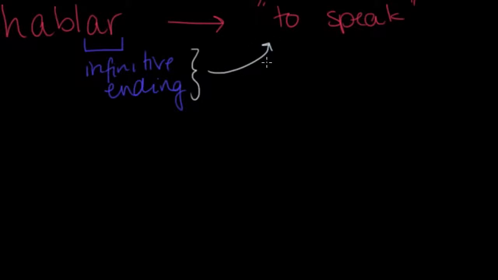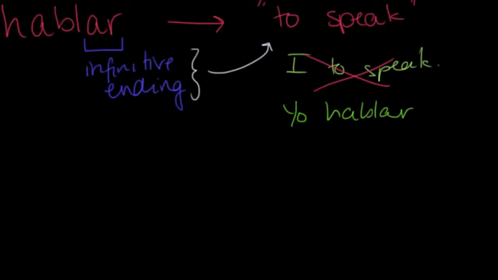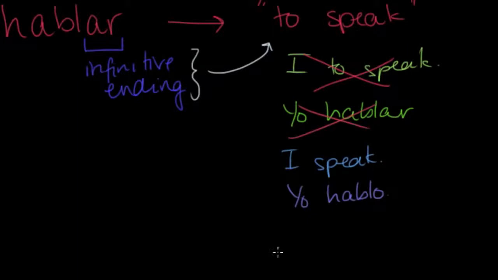So just as we would not say "I to speak," we would not say yo hablar. Instead, we have to change these verbs in both English and Spanish so that it makes sense. In English, we would say I speak, and in Spanish, we say yo hablo. This process of changing the verb so that it reflects its subject is called conjugation.